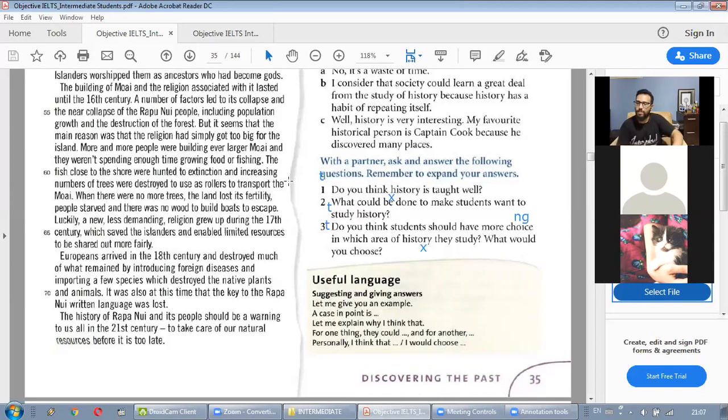Why did we choose false and not given here? What do you think? I chose not given because it depends on these sentences. When there were no more trees, the land lost its fertility, then the people starved. Not because they refused the fish, because the land lost its fertility. But here, the really relevant answer is actually the sentence above it, the one about fishing.